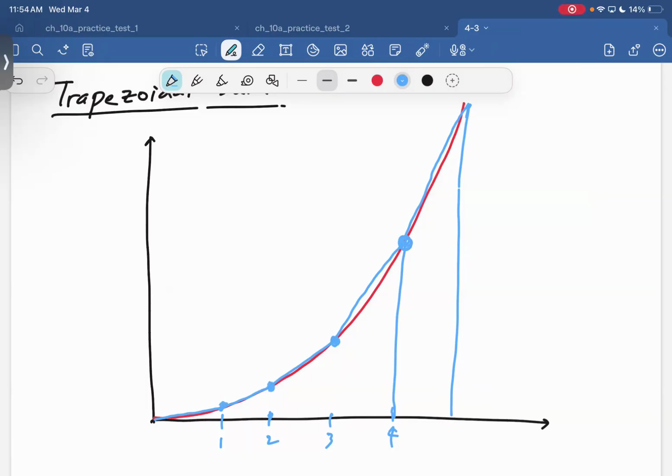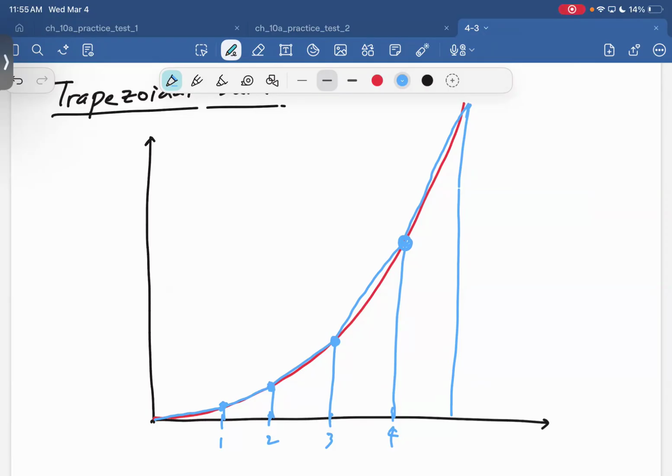So instead of a curve, now I have trapezoids here. A trapezoid is a quadrilateral where two sides are parallel. Look at two straight lines. It looks like this.